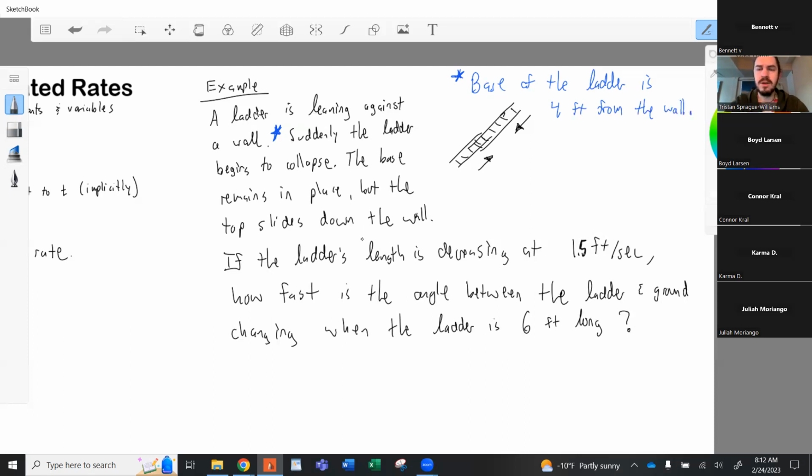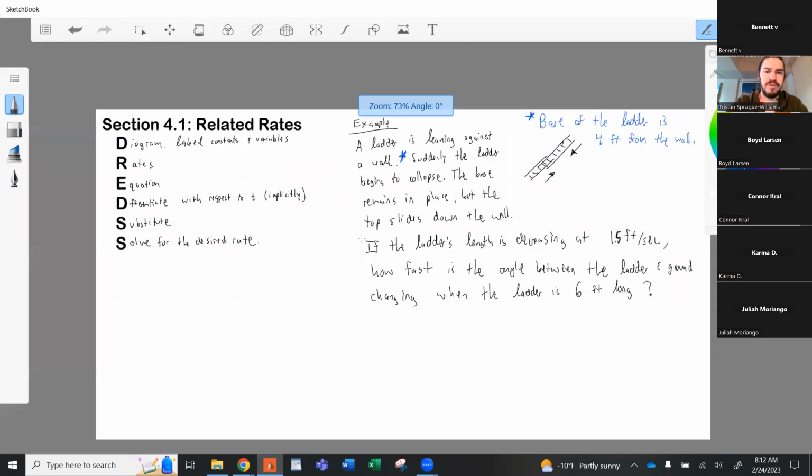Okay, I think that's a crucial piece of information that I left out. All right, so now let's start drawing a picture. Now that we've written out this problem, we're going to draw a picture. So first step, D, diagram.